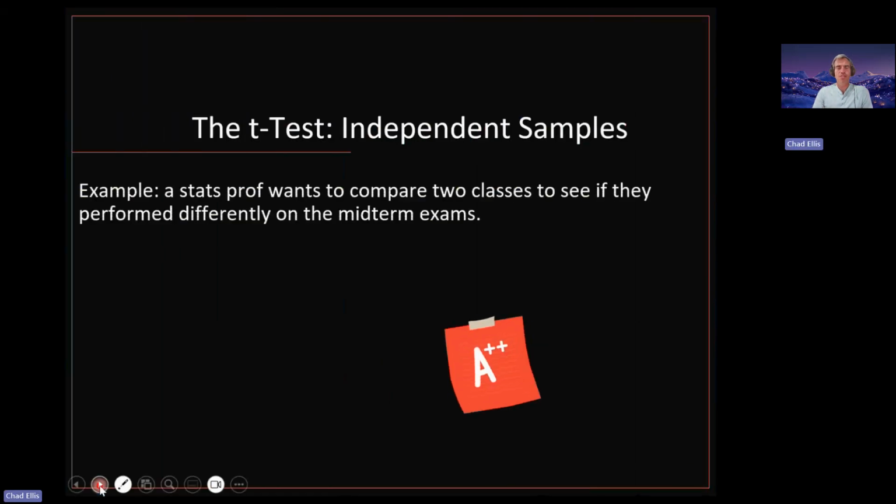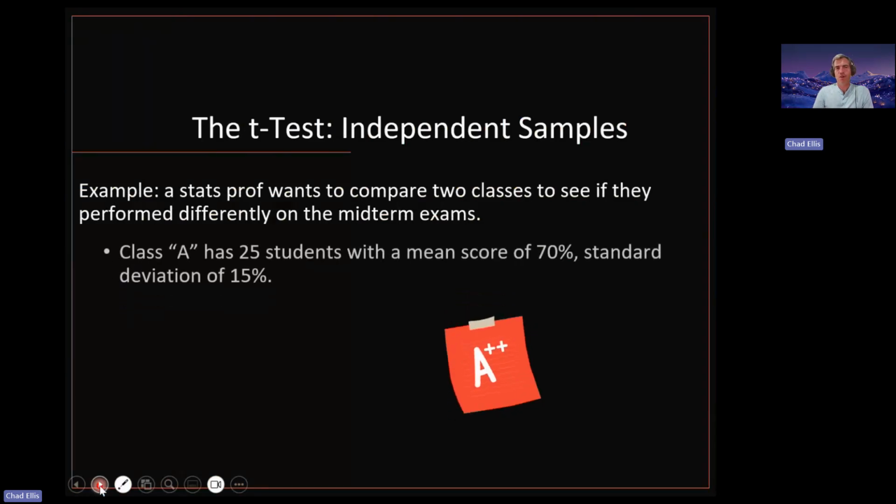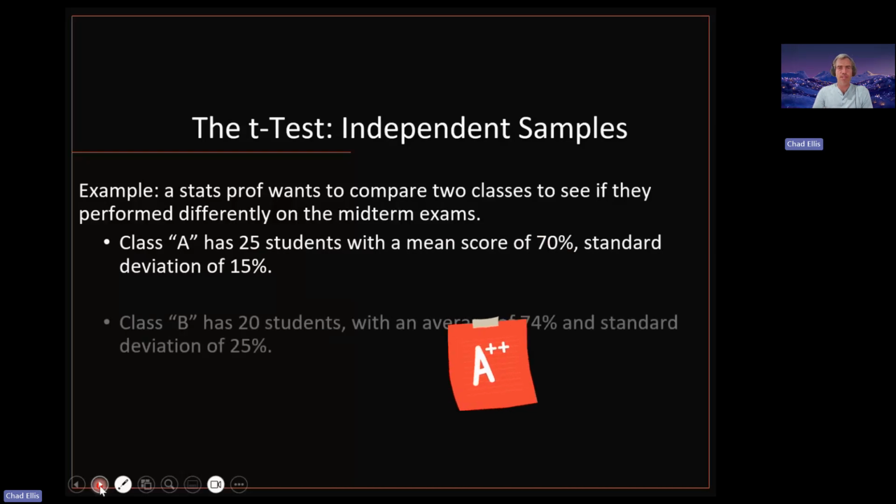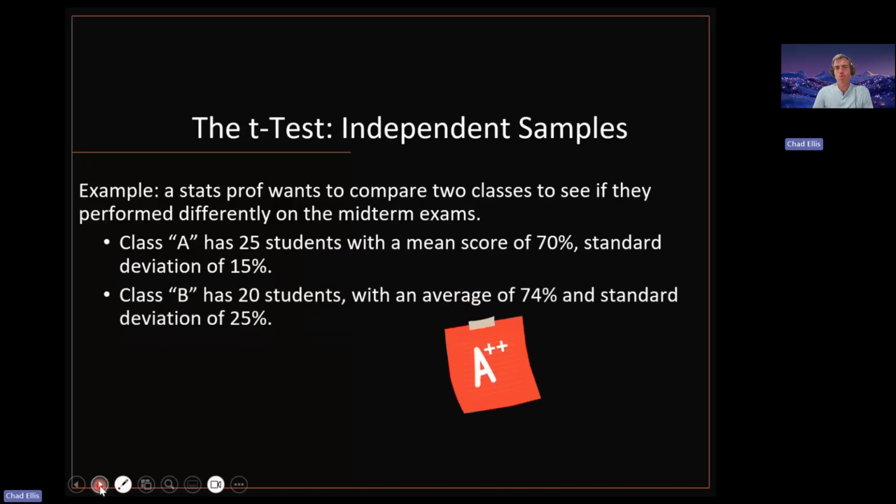All right, so let's do a scenario here for independent samples. Imagine there's a stats prof that wants to compare two classes to see if they perform statistically different on the midterm exams. Class A has 25 students with a mean score of 70% and a standard deviation of 15%. Class B had 20 students. They had an average grade of 74% and a standard deviation of 25%.